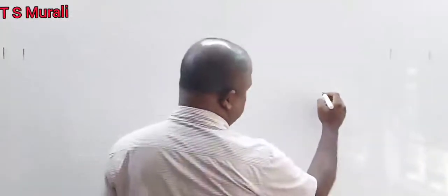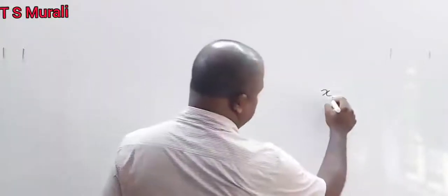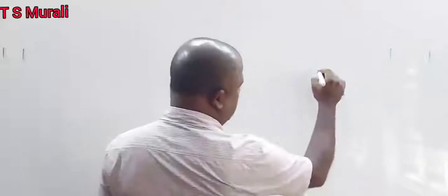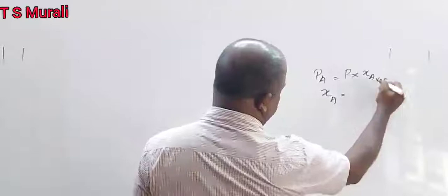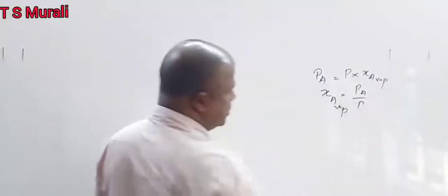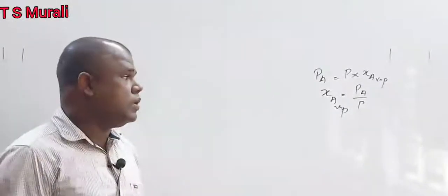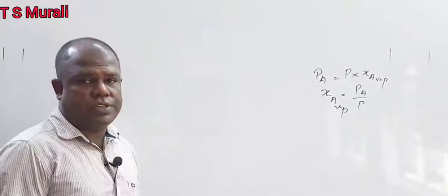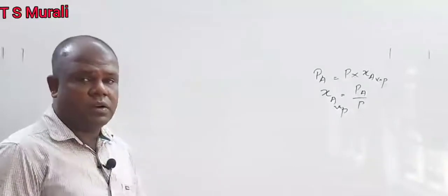See, the vapor phase mole fraction is obtained from Dalton's law of partial pressure. For the vapor phase, Yi is the mole fraction. The real formula: partial pressure of A is equal to total pressure times mole fraction in the vapor phase. So the mole fraction in the vapor phase is equal to the partial pressure of A divided by the total pressure. That idea comes from Dalton's law of partial pressure. So for answering that question, you need two data: one is the partial pressure of component A and the other is the total pressure.